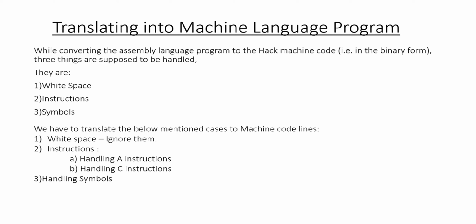So that's it for project number 6. In this project, we understood what an assembler is, basic operations on it, and the logic behind it. Then we went into depth with the hack machine language and understood that it consists of 3 parts: A instructions, C instructions, and symbols, and went into it in detail. Then we got into what all things need to be handled while converting the assembly language program to hack machine code. And we understood that those were white space, instructions, and symbols. And we also saw how we tackle the problems and how we handle the situations in translating them from assembly language program to hack machine code.